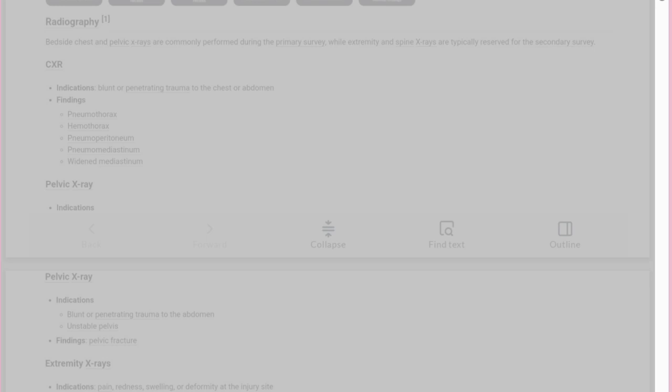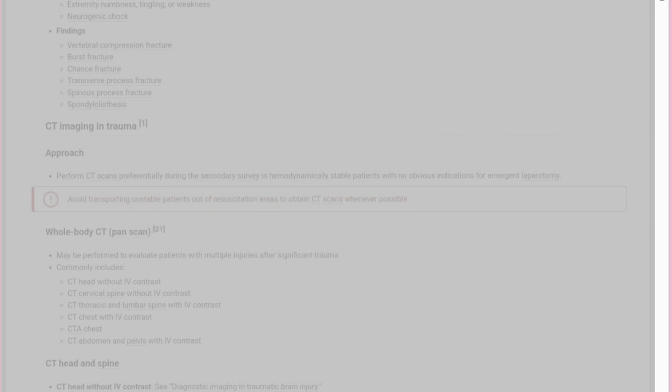Spinal X-rays. Spinal X-rays have been replaced by CT imaging in most trauma centers. Indications: spinal tenderness to palpation, disruption of the vertebral process alignment, i.e., step-off deformity, extremity numbness, tingling, or weakness, neurogenic shock. Findings: vertebral compression fracture, burst fracture, chance fracture, transverse process fracture, spinous process fracture, spondylolisthesis. CT imaging in trauma.